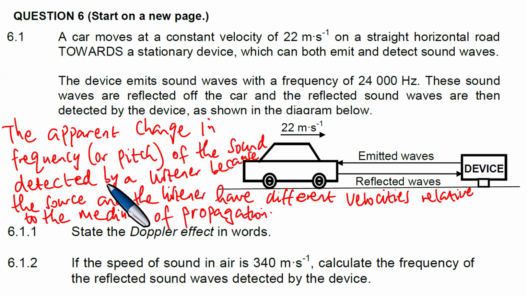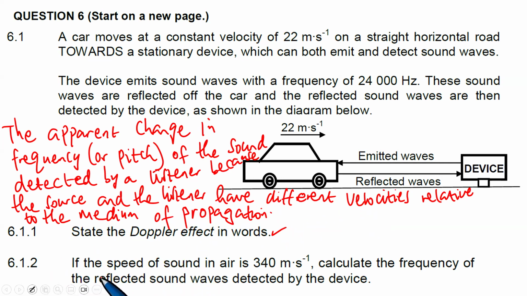So the apparent change in frequency or pitch of the sound detected by a listener, because the source and the listener have different velocities relative to the medium of propagation. So this is Doppler effect in words. Once again, we repeat the statement. It is the apparent change in frequency or pitch of the sound detected by a listener because the source and the listener have different velocities relative to the medium of propagation.